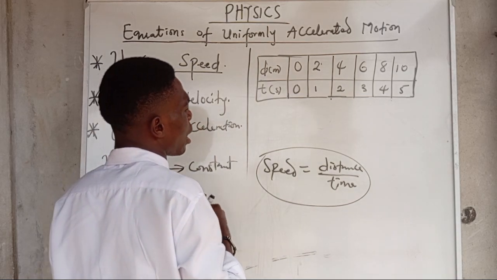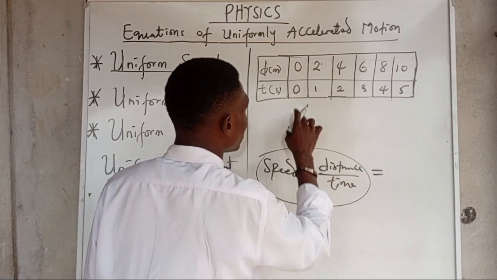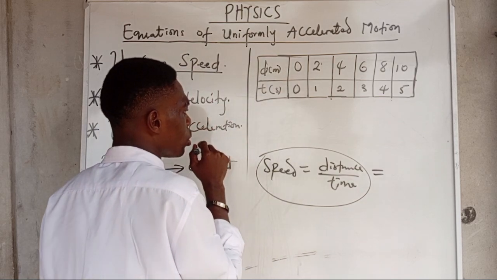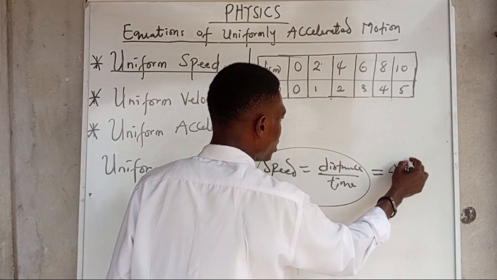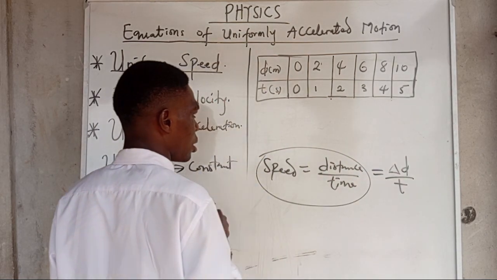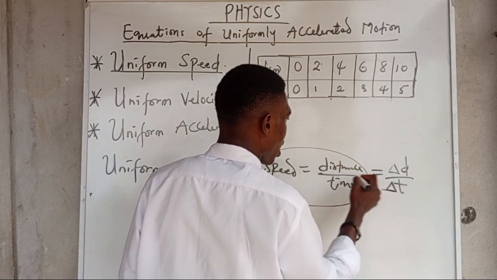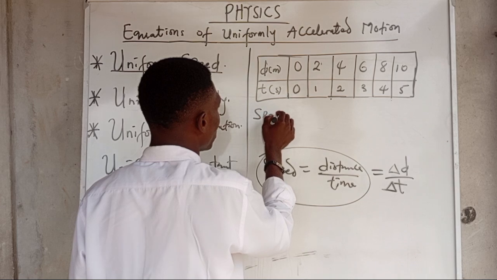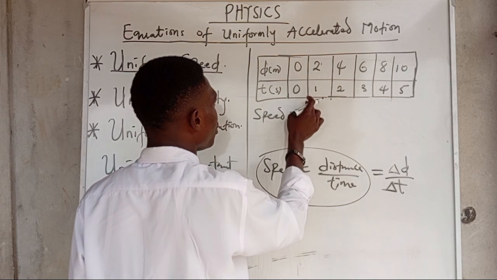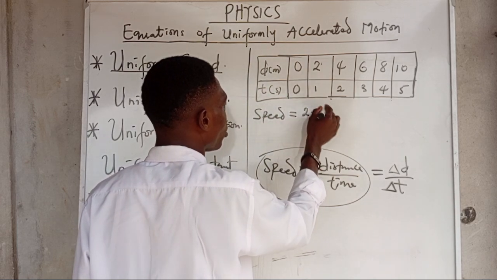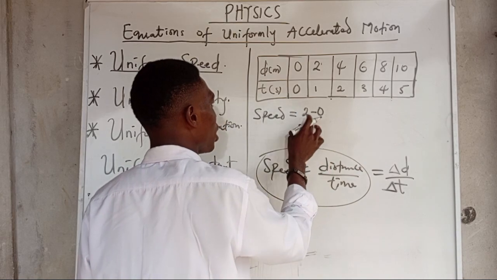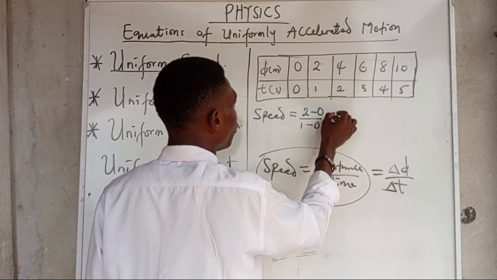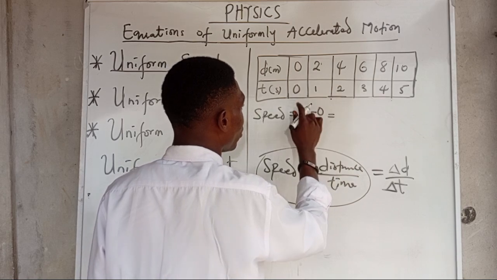So our idea is that we want to get the speed for each motion. Are we together now? To be more precise, speed is change in distance over change in time as well. So to get the speed for the first motion, speed is equal to 2 minus 0, because change means final minus initial, 2 minus 0 over 1 minus 0. Let's simplify this.